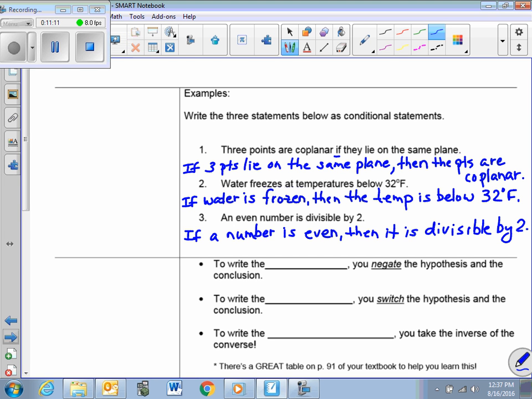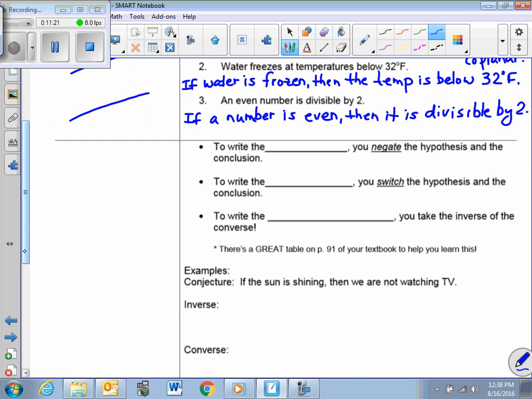Remember, guys, as you go along, if you have questions or concerns, put them out here in this area. Write yourself a note, put a star, whatever you need to do to remind yourself that you need to talk about this in class. So we're just reviewing here a little bit. If I negate the hypothesis and the conclusion, that gives me the inverse. If I switch the hypothesis and conclusion, that gives me the converse. If I take the inverse of the converse, that gives me the contrapositive. Got to remember those.